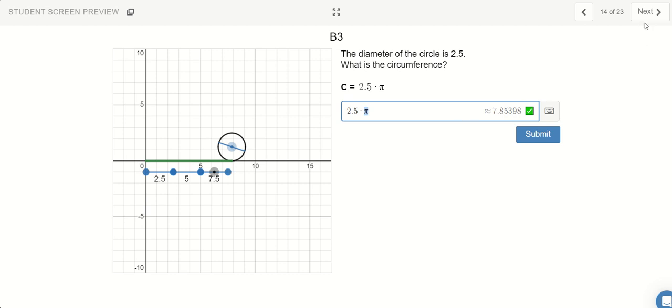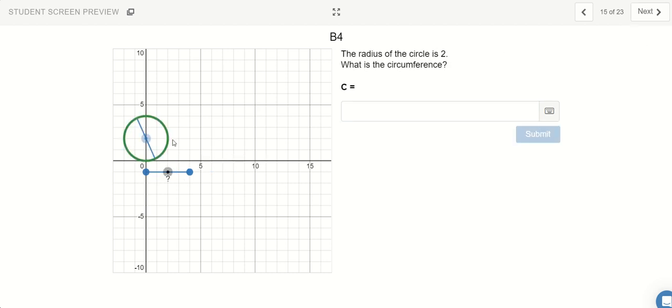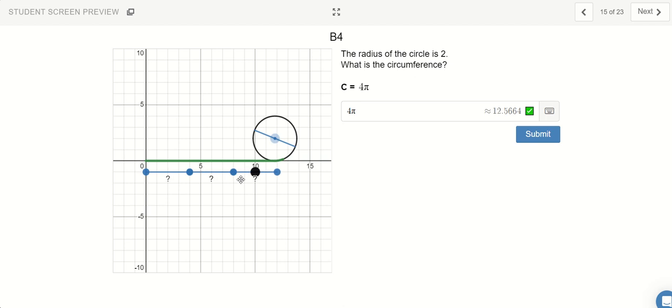Okay, and here we know the radius is 2. If the radius is 2, notice that the diameter is actually 4. So radius is 2, diameter is 4. So we need 4 pi to fit across. So 1, 2, 3. Again, if I doubled it, 8, 12, it's a little bit more than 12. So I need a little bit more than 3.